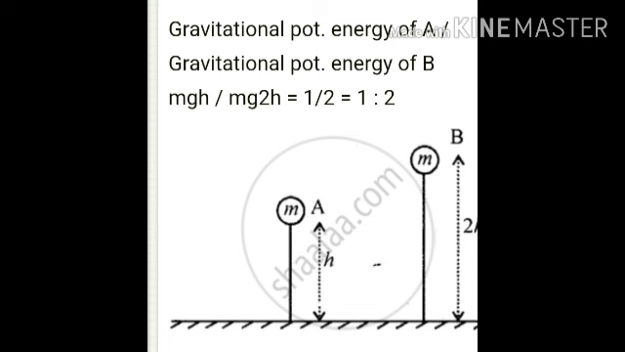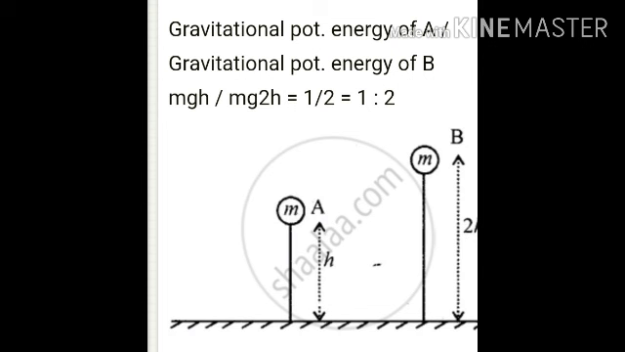Now our next question is: two bodies of the same mass are placed at a height h and 2h. Compare their gravitational potential energy. In this question, we have two bodies. Let us suppose body A and body B. One height is double the other. So if the height of body A is h, the height of body B will be 2h. But the two bodies have the same mass.